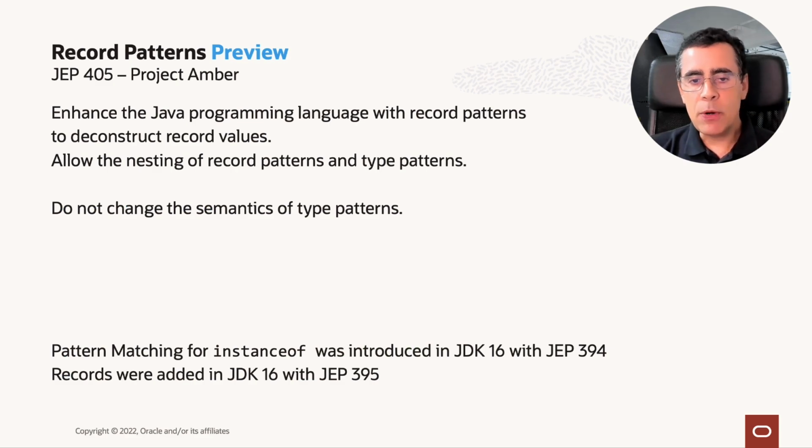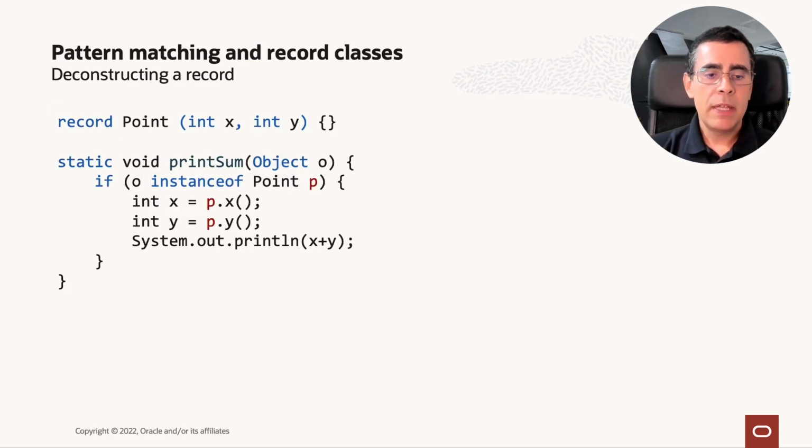The next JEP in our list, Record Patterns Preview, also merges functionality from 2 prior enhancements. It allows the use of records and pattern matching, both of which were introduced in JDK 16. Let's look at this example. The pattern variable p is used here solely to invoke the accessor methods x and y.